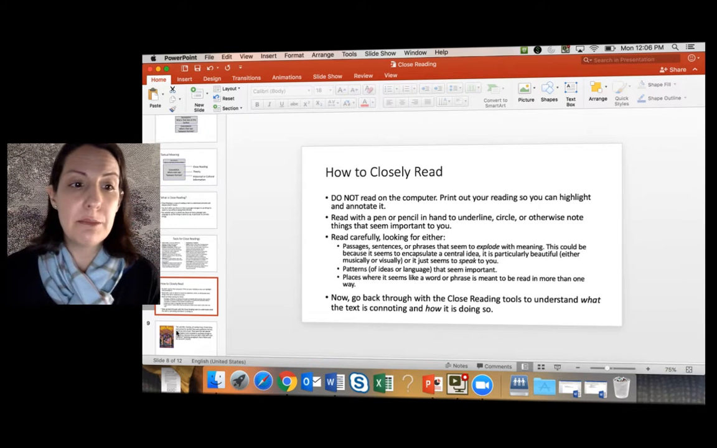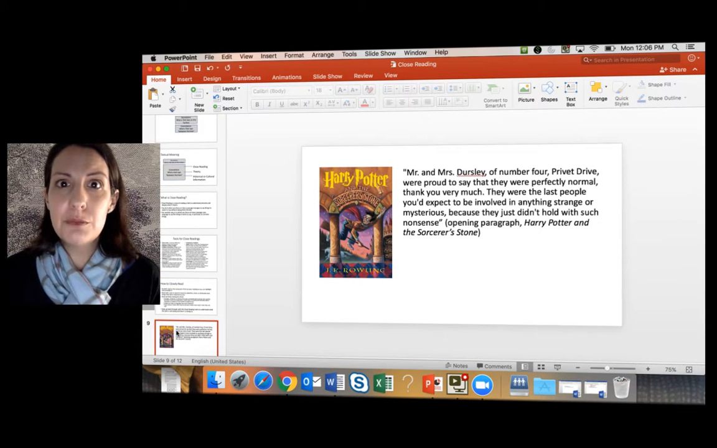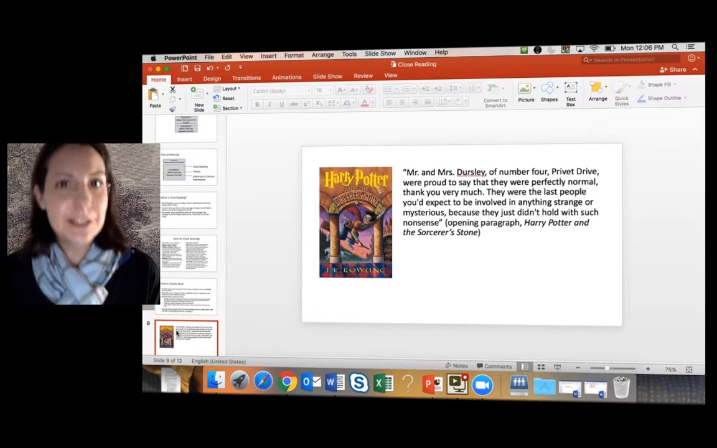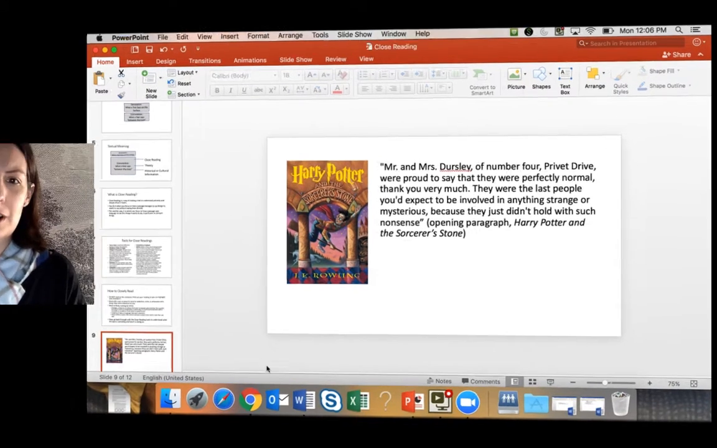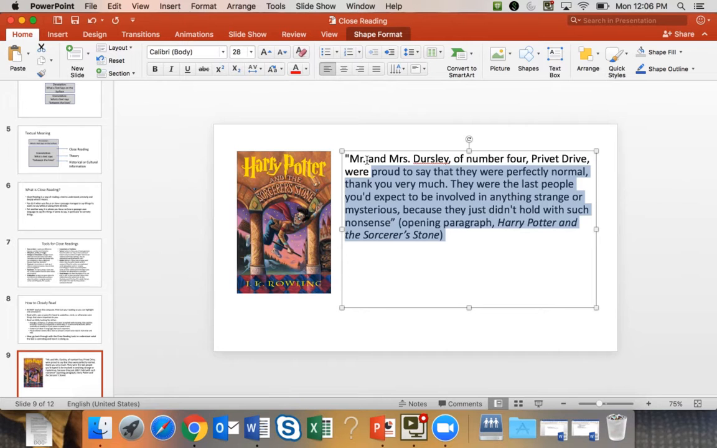So I'm going to give you an example. This should be, for those of you that are Harry Potter fans, a pretty familiar passage. I'll read it.